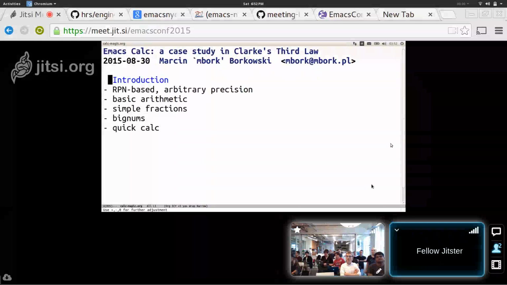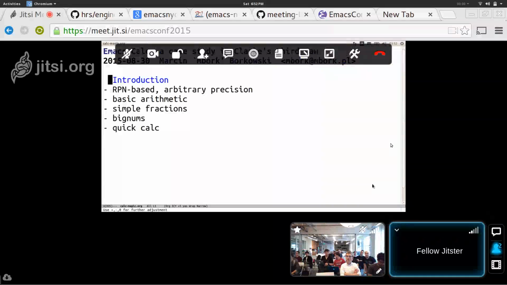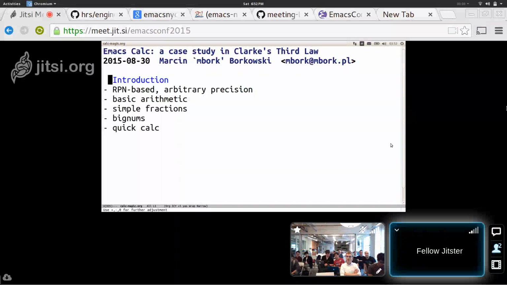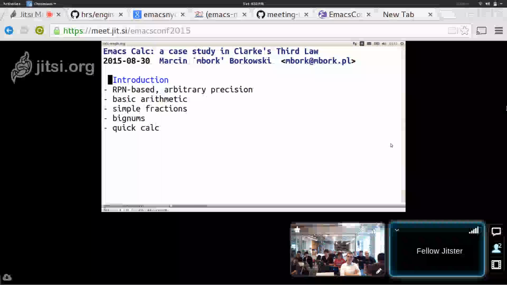Okay, that's awesome. So I just put up a very short, simple org file so that I don't forget what I would like to show you. I entitled it a case study in Clarke's third law, because really Emacs Calc is sometimes indistinguishable from magic for me. For those of you who do not know Emacs Calc, it is an RPN-based arbitrary precision calculator. So let me show you just a few simple beginning things.